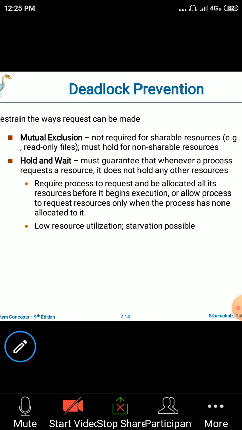So that is for some category of resources, but for some resources we cannot keep them as shareable resources. In such cases mutual exclusion occurs, and that cannot be avoided and is not in our control. But for some of the resources, if we keep them as shareable resources, then we can avoid the occurrence of mutual exclusion. So that is about mutual exclusion.